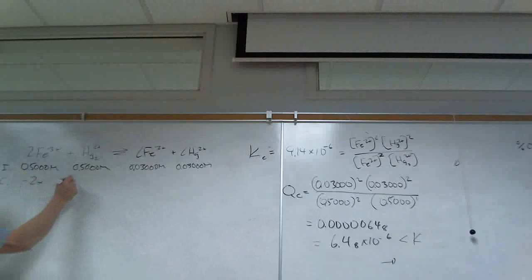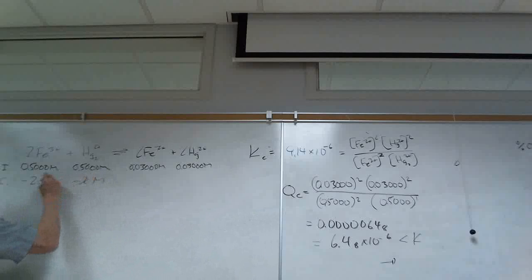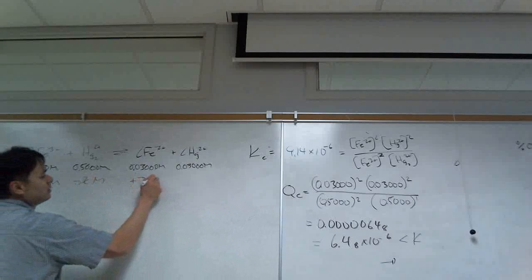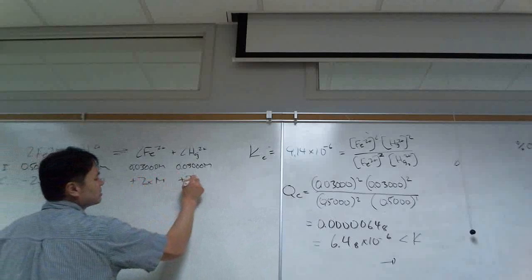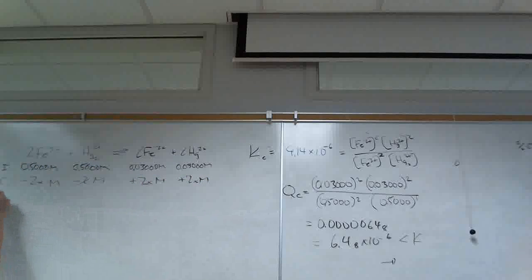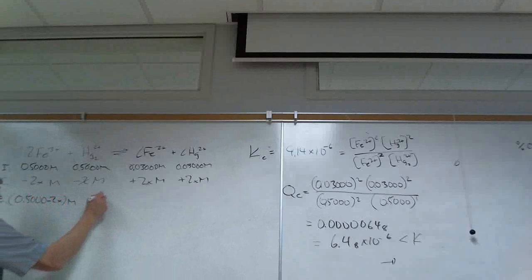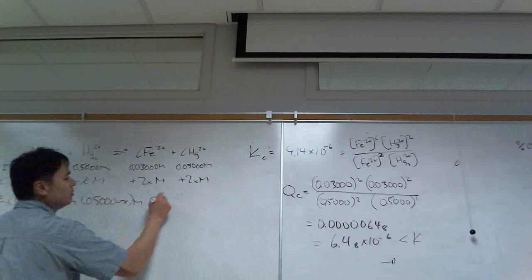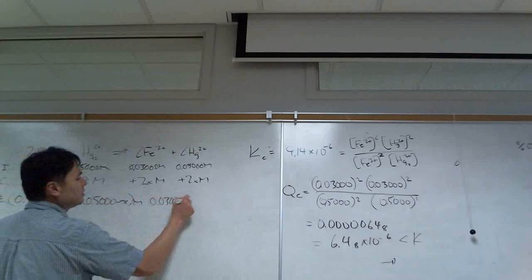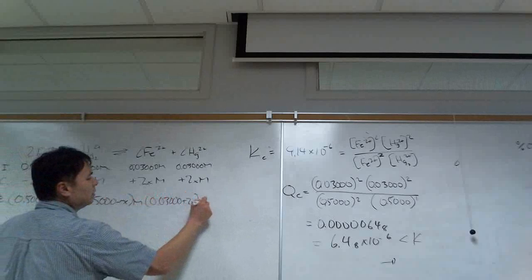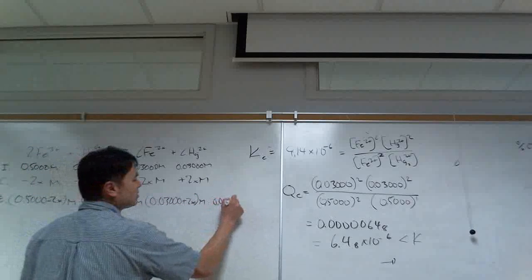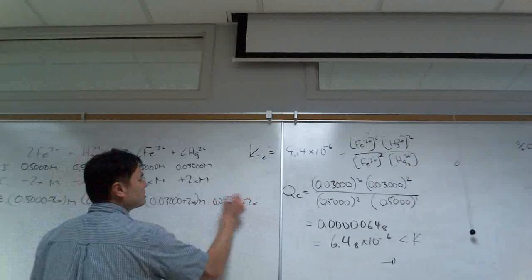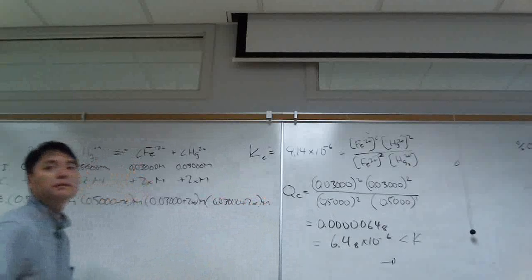And so it's going to be minus 2x molar, minus x molar, plus 2x molar, plus 2x molar. And so at equilibrium, I'm going to have 0.5 thousand minus 2x molar, 0.5 thousand minus x molar, 0.03 thousand plus 2x molar, and 0.03 thousand plus 2x molar here.